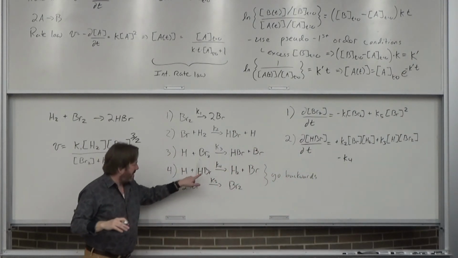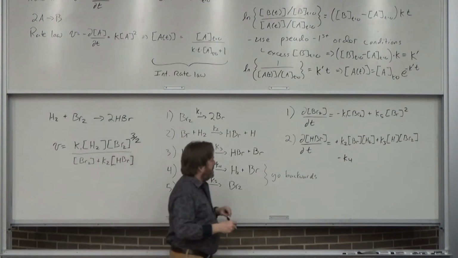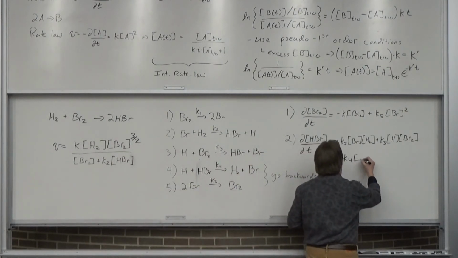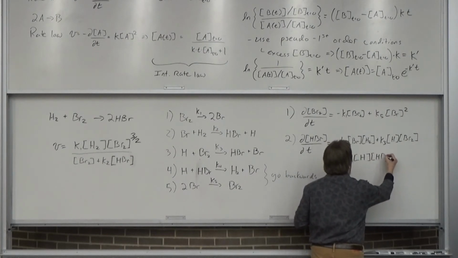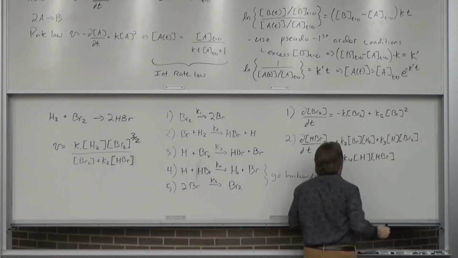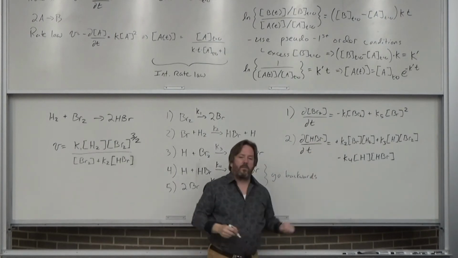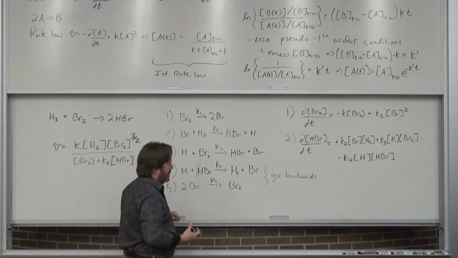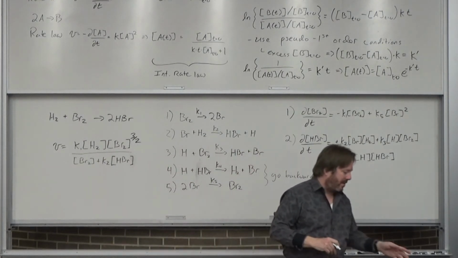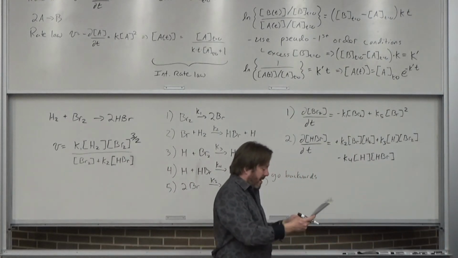That's why it's minus. And what are the reagents? An H atom has to find an HBr. There you go. And that is the rate law for HBr. Now, what you've got to do, and I'm not going to remotely do this, I'm not even really sure how it's done, to be blunt.